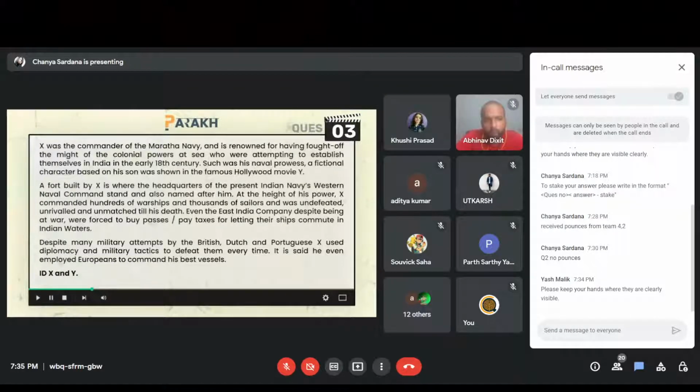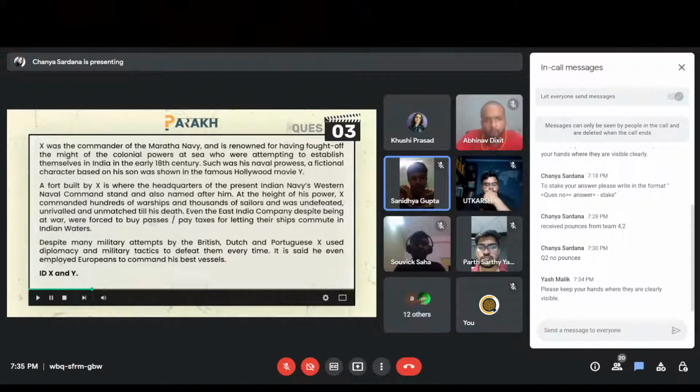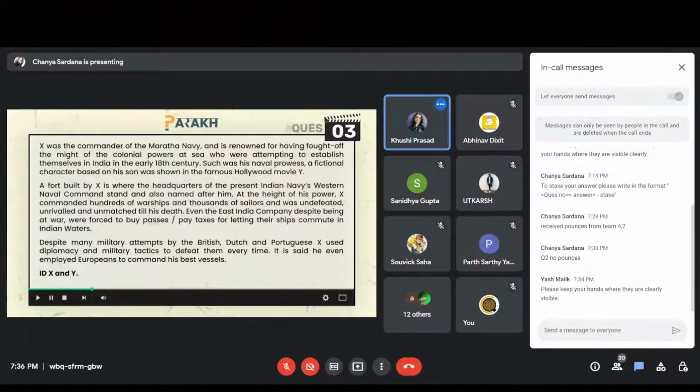Would you allow pounds for part answers? No. If you pounds, you have to answer both the parts, otherwise you'll be awarded a negative. Team 5 has pounds. Close 20 seconds. Okay, so team 3.